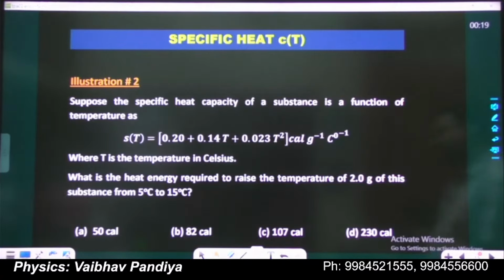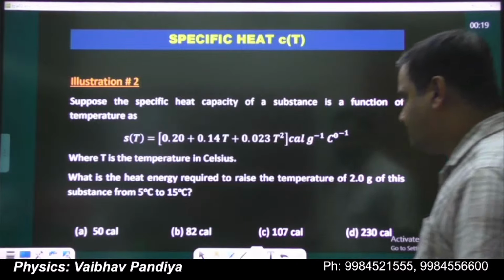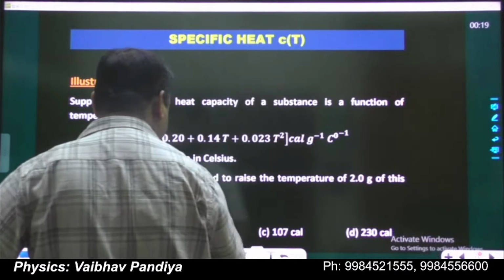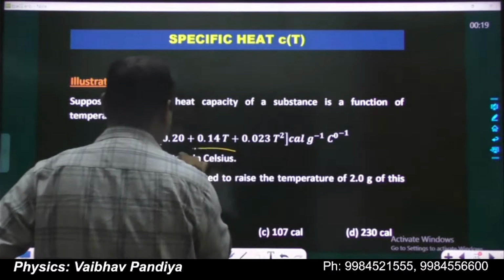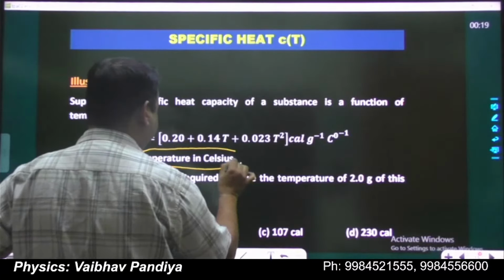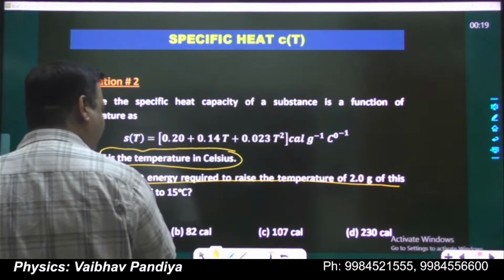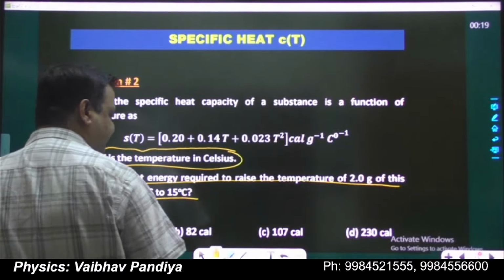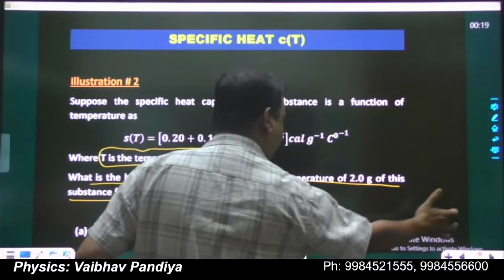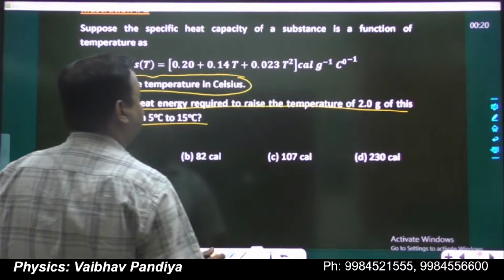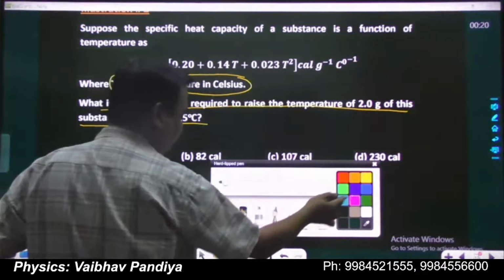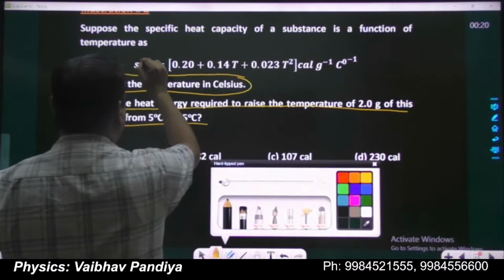Suppose the specific heat capacity of a substance is a function of temperature. Again, you see the similar problem is there for your practice, where T is the temperature in Celsius. What is the heat energy required to raise the temperature of 2 gram of the substance from 5 degrees Celsius to 15 degrees Celsius?